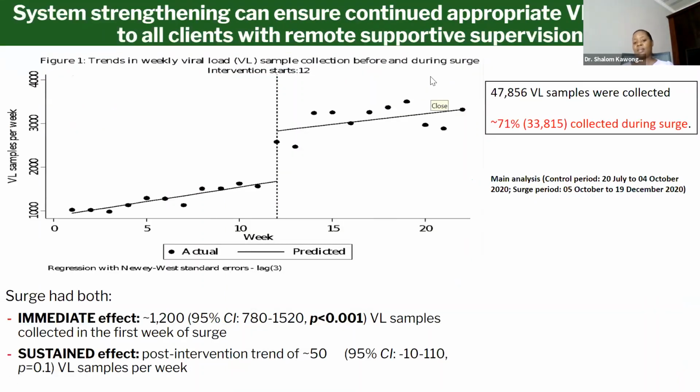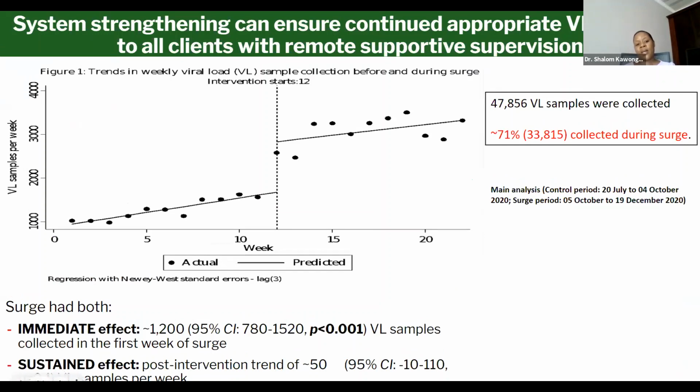So these are our results. We're sharing in this graph results for a 22-week period. The dotted line there is showing when we started implementing the surge. So 11 weeks before the dotted line were before we implemented the surge, and 11 weeks afterwards were after we implemented the surge. In the whole of that period, we collected over 47,000 viral load samples. And as you can see, the great majority of those samples, 71%, were collected during the surge.